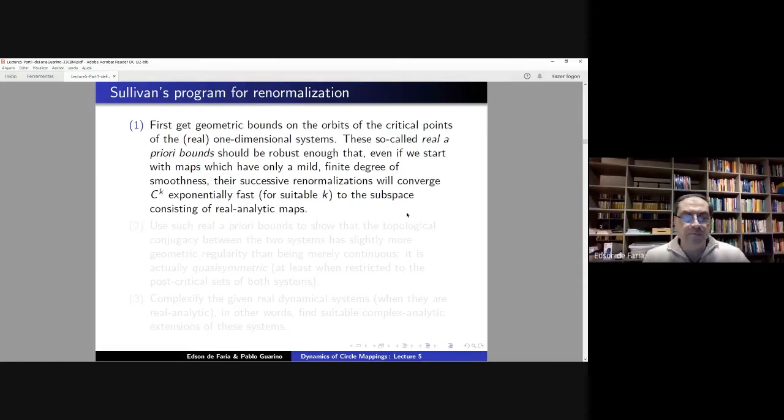So his recipe for getting to this point is, first, you look at your real one-dimensional systems, and you get some geometric bounds on the orbits of critical points. So these are the so-called real a priori bounds. And we have seen the real a priori bounds here in this course for the circle. We know that there are a priori bounds. But Sullivan's original context was unimodal maps. So he actually got a priori bounds, meaning on the post-critical set of these maps, which are usually Cantor sets for the situations that matter for him, okay?